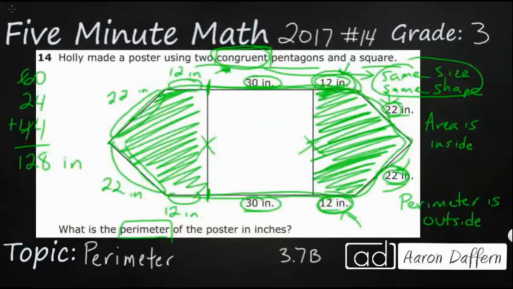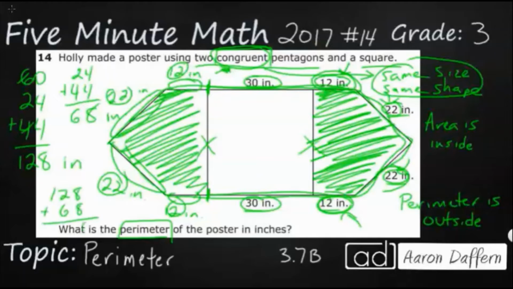So let's see. I've got two 12s. I'm going to say my two 12s is my 24. I'm going to say my two 22s is my 44. It's going to be 68. That's also an incorrect answer because I don't quite have everything all together. I'm going to take my 128 and my 68. Add that up. That's going to give me my answer. 196 inches.